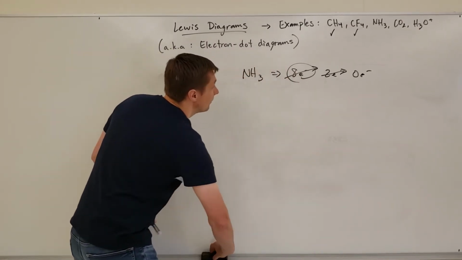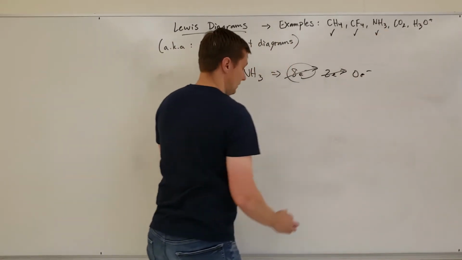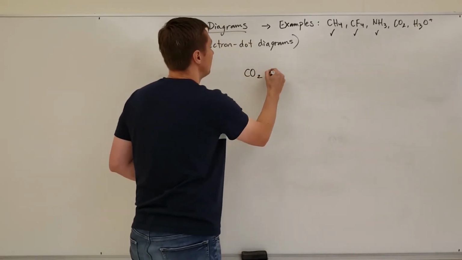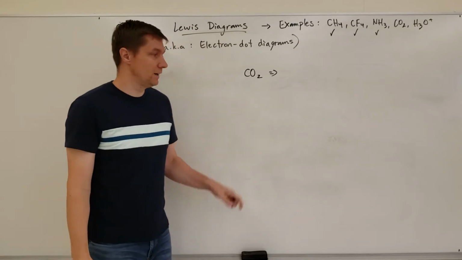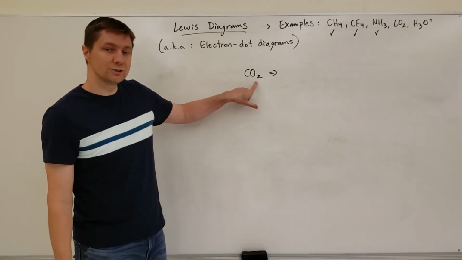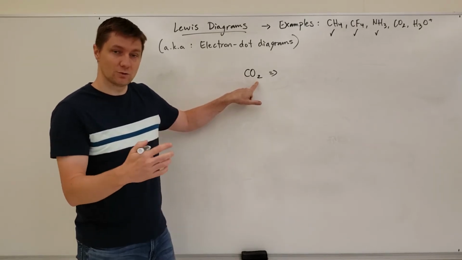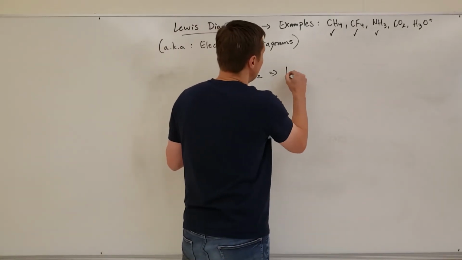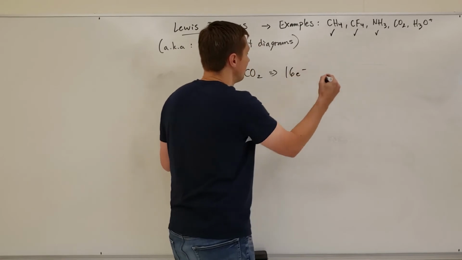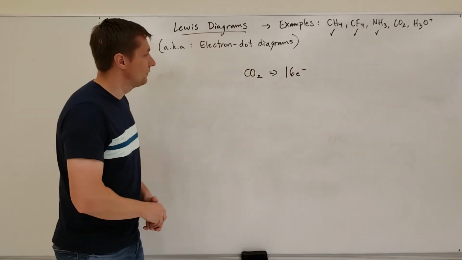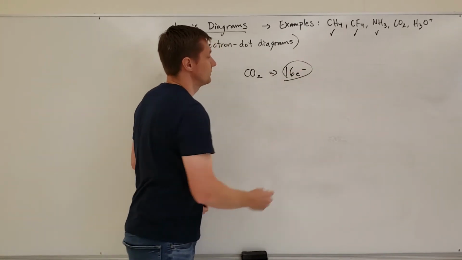Okay, so my next example is going to be carbon dioxide. Carbon dioxide has a carbon and 2 oxygens. That's going to give me 4 plus 6 plus 6, which is 12. So 4 plus 12 is 16 electrons. And that's the number of valence electrons that I have to build this.